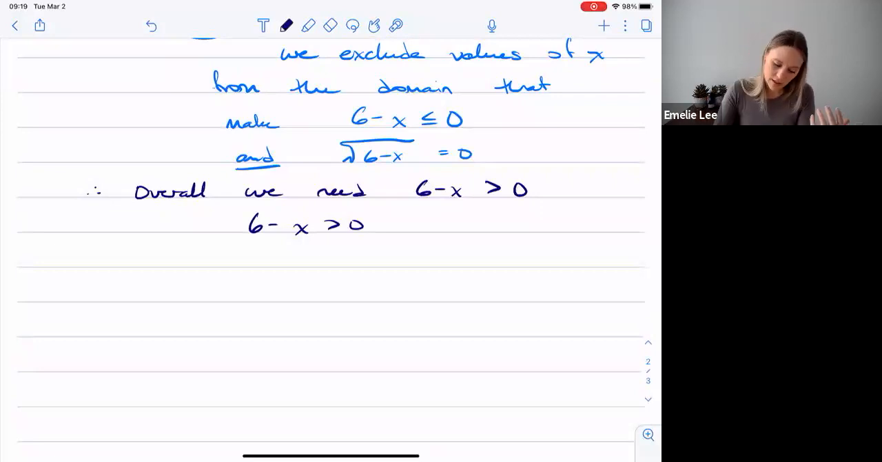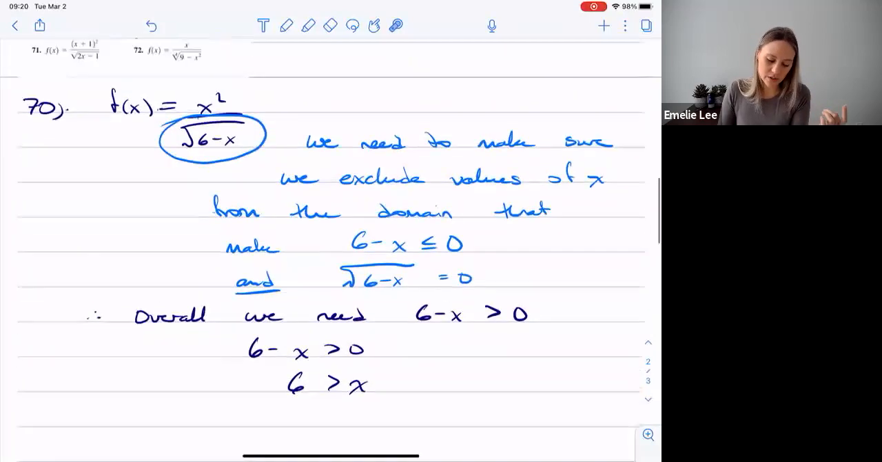In this case, if I add x to both sides, then I don't need to deal with that, right? So then I get 6 has to be greater than x, which usually we read the other way around, right? So x has to be less than 6, right?